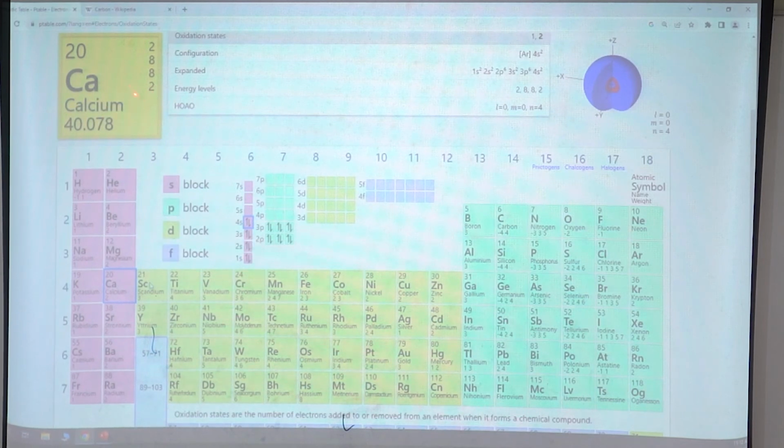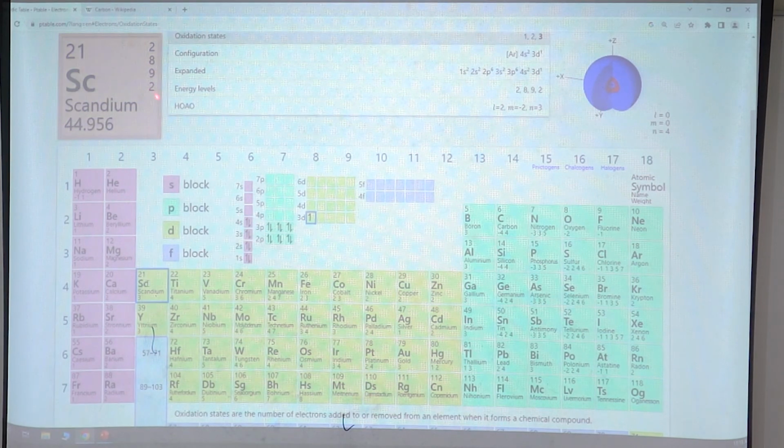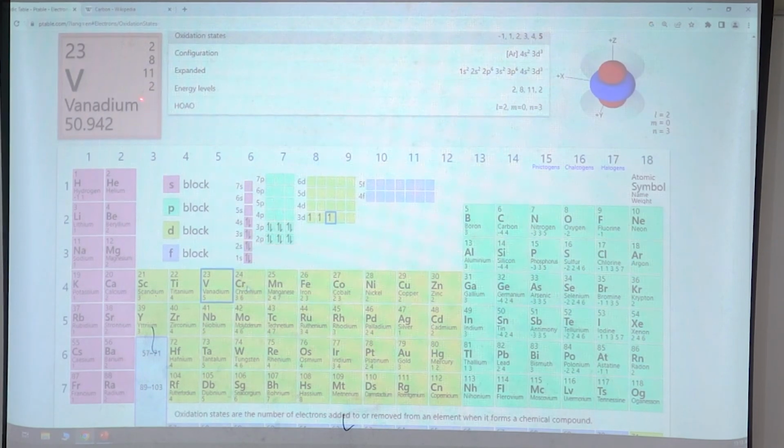If I click here, what do you think will happen? If I click, this is number 20, and I want to click number 21. What will happen to this electron here? It will become like that. You see, the outermost doesn't change. Outermost doesn't change. But they change inside. You see?